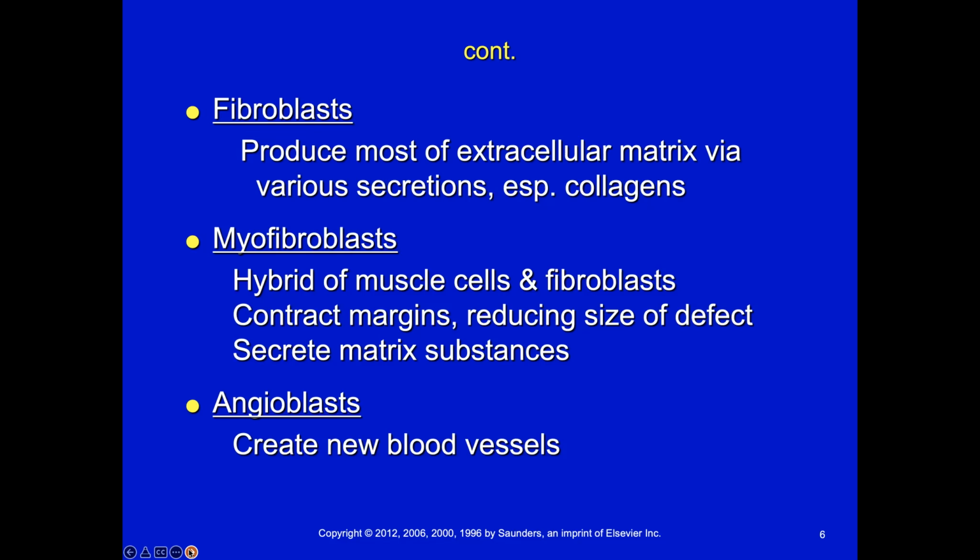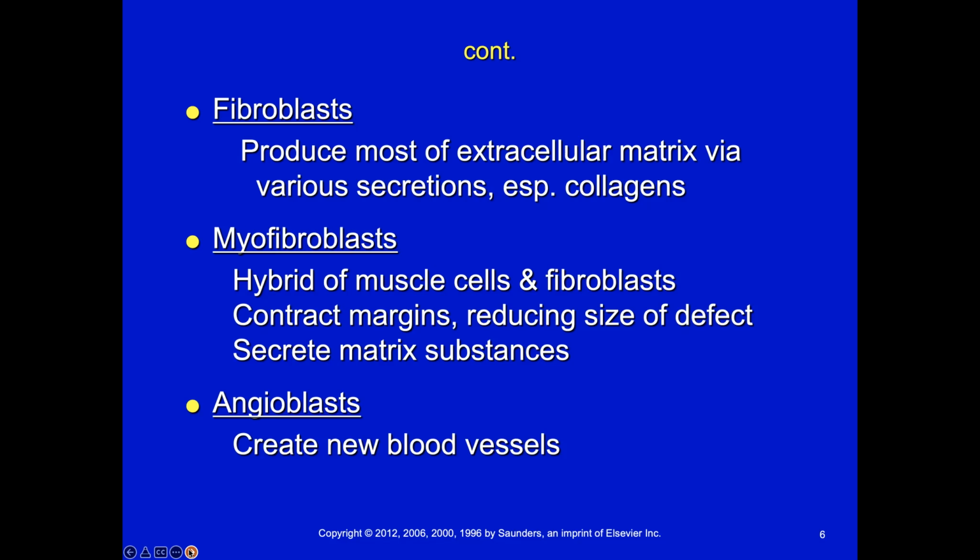So there are 3 of them. We have fibroblasts. These are the cells that produce most of the extracellular matrix that is needed to recreate normal tissue. And they have a variety of secretions that do this, especially collagens. Collagens, there are quite a variety of them. It depends on the stage of healing as to what's present, but they actually will provide the strength that's needed to hold that newly formed tissue together.